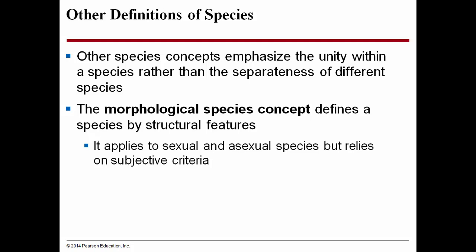There are other definitions of species. Other species concepts emphasize the unity within a species rather than the separateness of different species. The morphological species concept defines a species by structural features. It applies to sexual and asexual species, but relies on subjective criteria. Nowadays, it's particularly dependent upon genetic information.